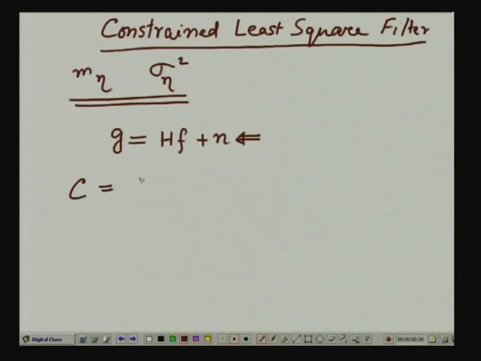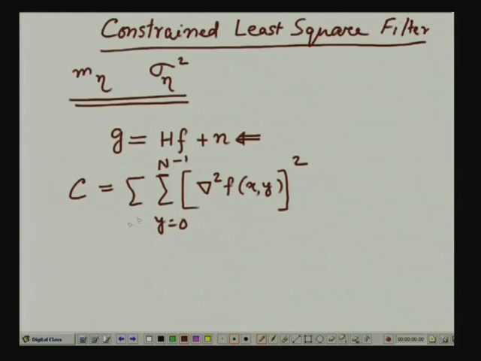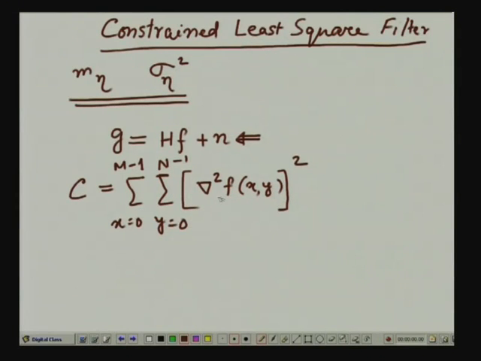So, our optimality criterion in this particular case is given by C equal to the double summation of del square f(x,y), squared, where y varies from 0 to capital N minus 1 and x varies from 0 to capital M minus 1. Our assumption is that the blurred image that we have obtained is of size capital M by capital N. Here, del square f(x,y) is nothing but the Laplacian operation.